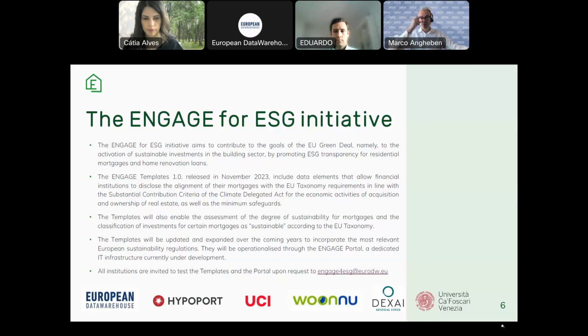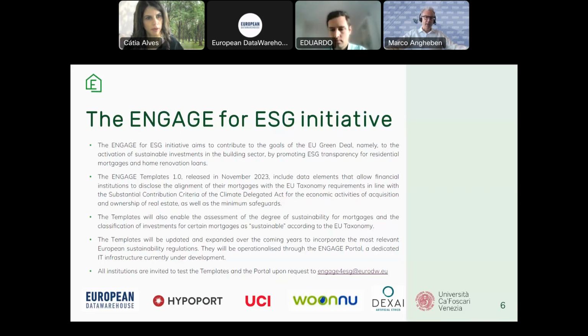Most importantly, as I mentioned earlier, the templates are not set in stone. They will be continuously updated and expanded to incorporate different relevant European sustainability regulations, most notably, for example, the Energy Performance of Buildings Directive that has been recently implemented.